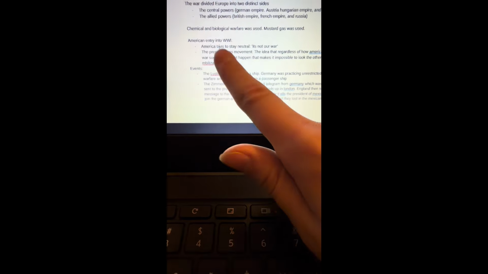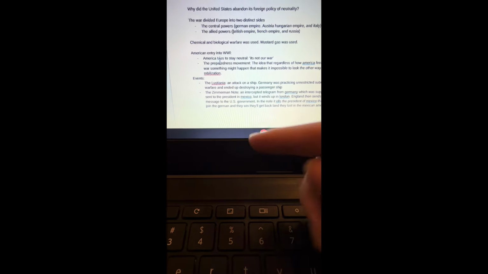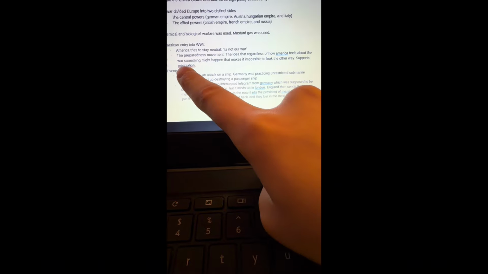The American entry into World War I. America had tried to stay neutral. The preparedness movement was a movement where people felt that even though they didn't want to go into war, they wanted to be prepared for it anyway. I'll read this too: the idea that regardless of how America feels about the war, something might happen that makes it impossible to work the other way. It supports mobilization. Sorry about the misspellings, I was typing this really quickly.